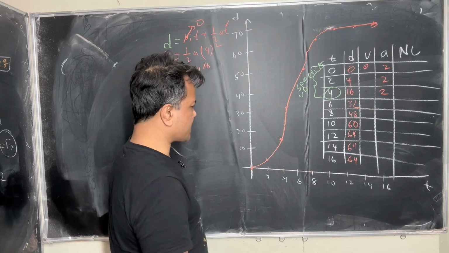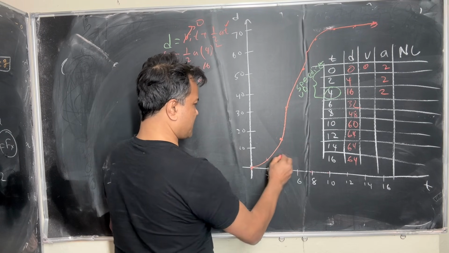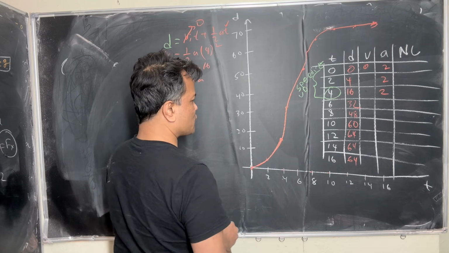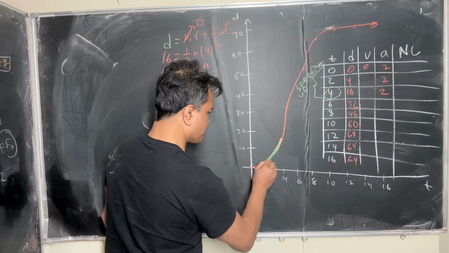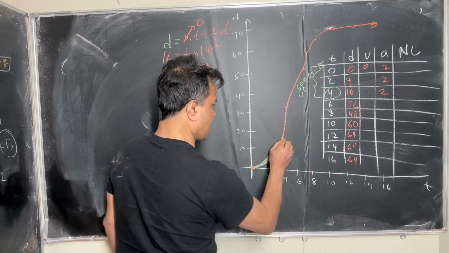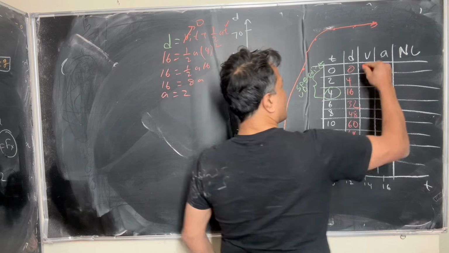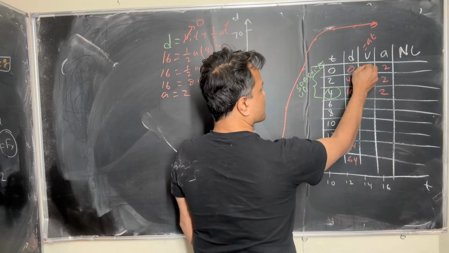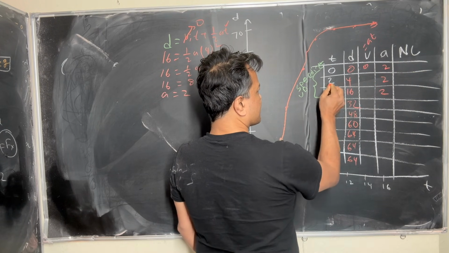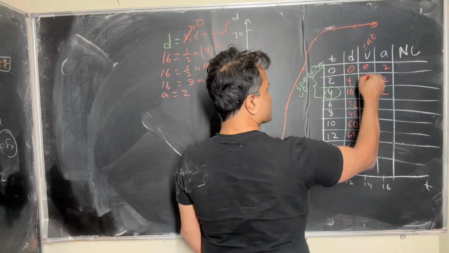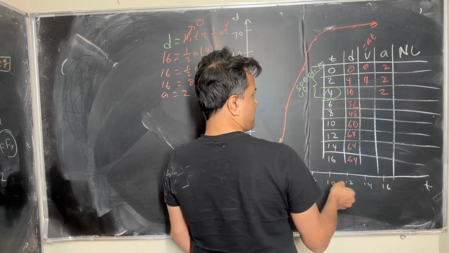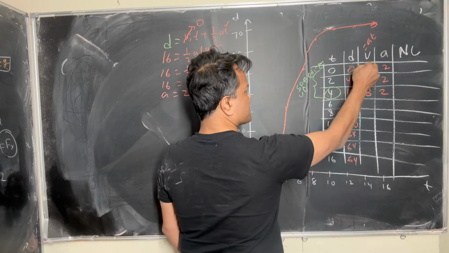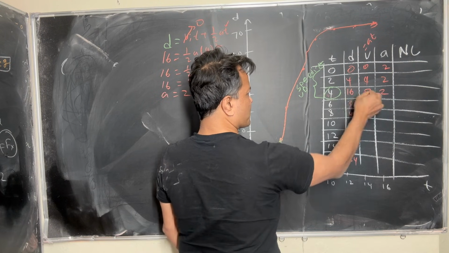Great. So the acceleration from here to here is 2. So is it speeding up? Okay, I'm going to make it green. So this is speeding up. Okay, great. So velocity is at. So 2 times 0 is 0. 2 times 2 is 4. 2 times 4 is 8.